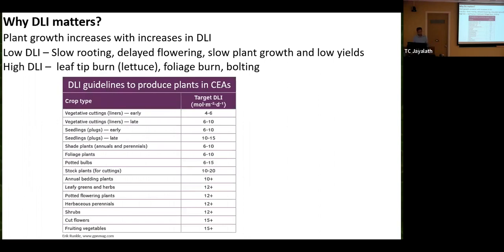Therefore, there's a DLI guideline to produce plants in CEA. For this study, we are looking at seedlings. So seedlings need about 6 to 10 moles at early stages, and it can be 10 to 15 moles of light per day at later stages.